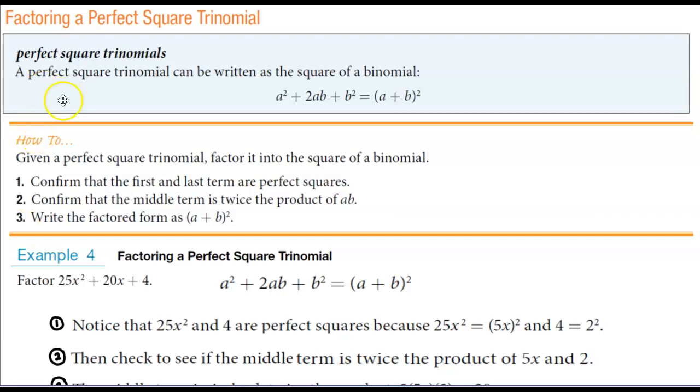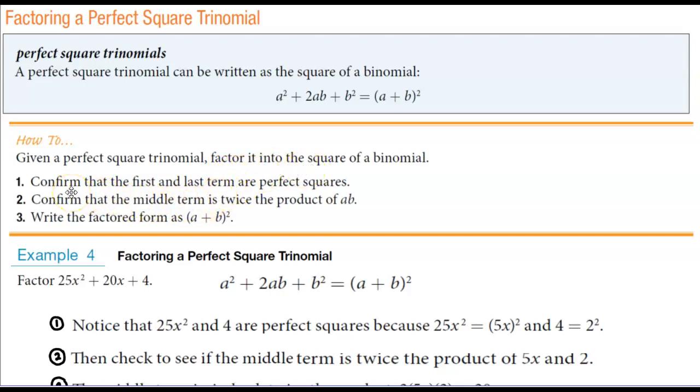Factoring a perfect square trinomial. A perfect square trinomial can be written as the square of a binomial. a squared plus 2ab plus b squared is equal to (a plus b) squared. For a given perfect square trinomial, we're going to factor it into the square of a binomial.